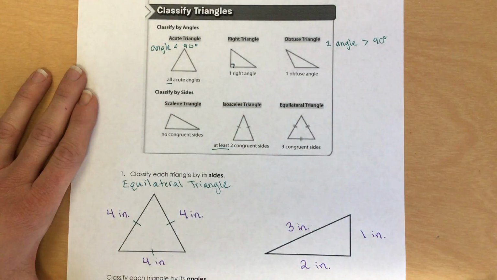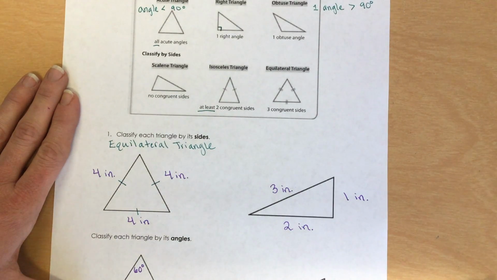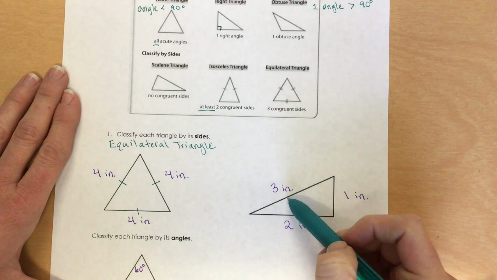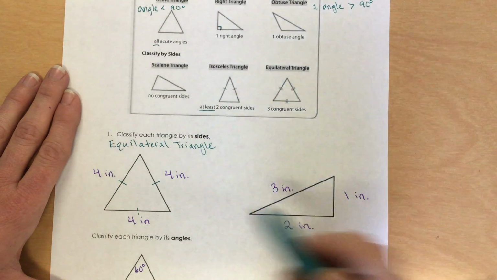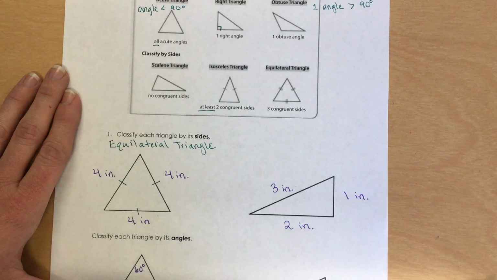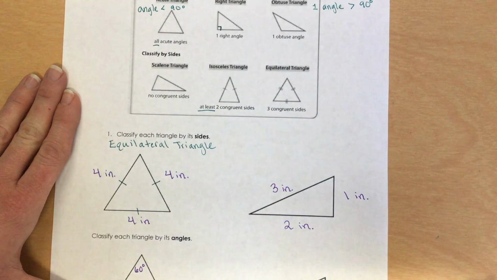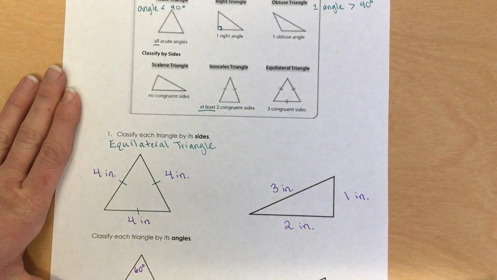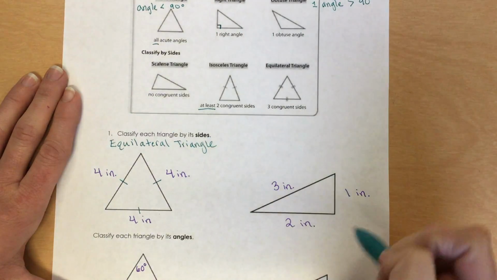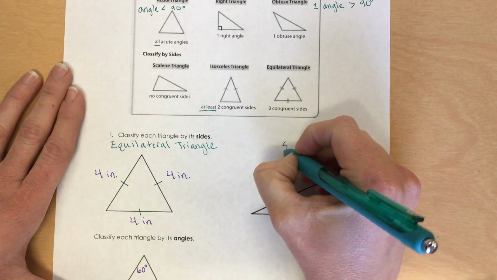Okay, let's look at our second example. In the second example, I have a side that's 3 inches, 1 inch, and 2 inch. I notice that none of my sides are equal. None of them are congruent. So that means this is a scalene triangle.